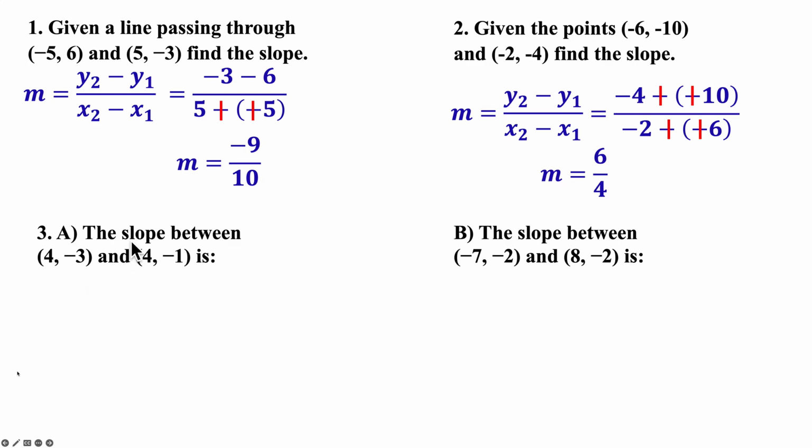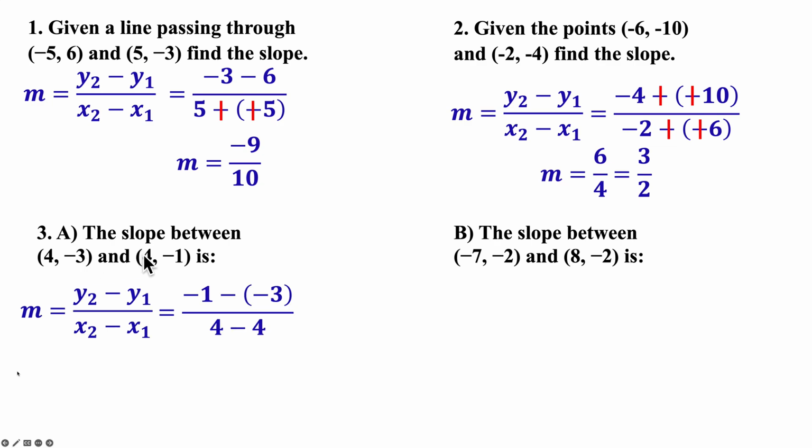For 3a, we have -1 minus a -3. And then we have 4 minus 4, that's a 0. So that's an undefined slope. Can't have 0 in the denominator. So when your x coordinates are the same between your two points, it's automatically undefined.